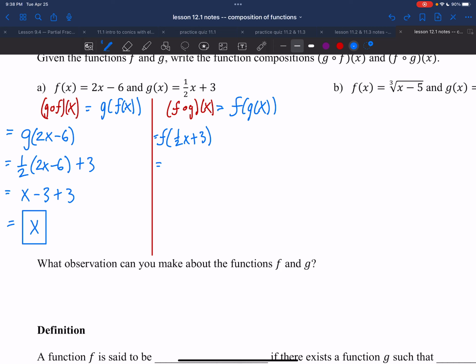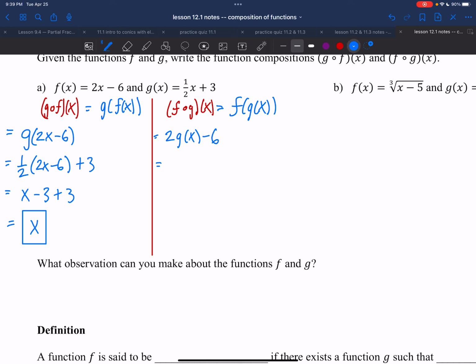And if you're not picking up on this, let me show you another way. It says f of g of x, so think of g of x as that penguin. What is f of penguin? Well, f of penguin would be 2 penguin minus 6, because you just replace x with penguin. So if it's g of x instead of penguin, it's 2 times g of x minus 6.